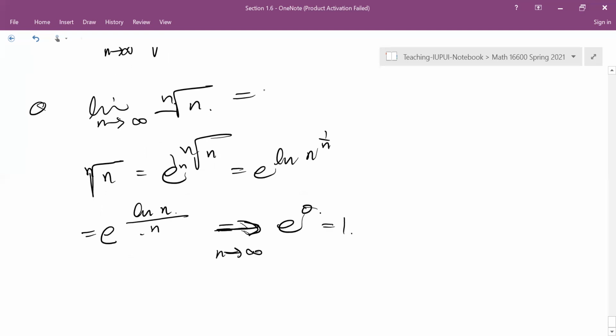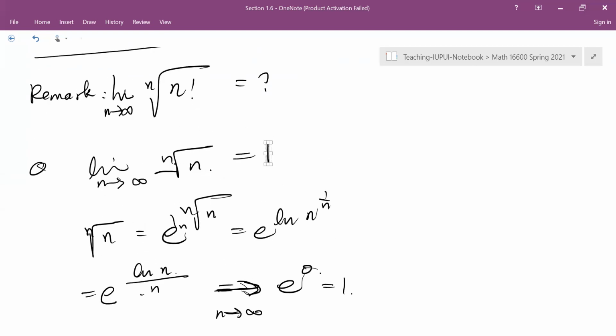So we have the following fact. I believe that this will be infinity. It's not easy to prove. I can show you how to prove it, but it takes time, so we don't need that. In general, it's harder to find the limit of the nth root of n factorial, right?